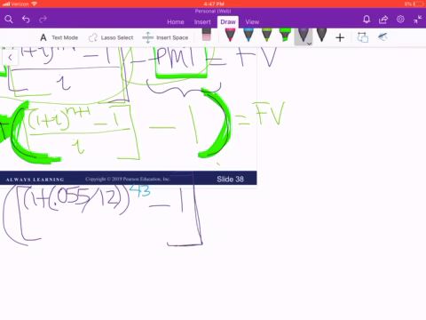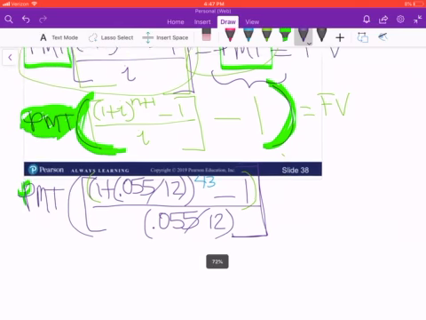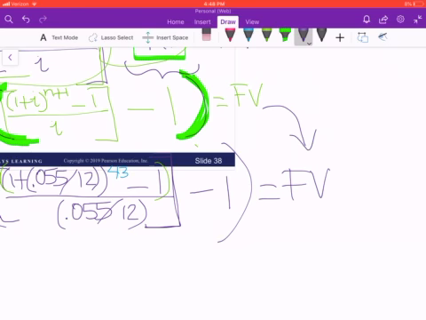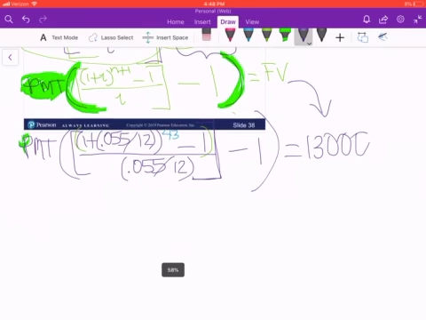a bracket. And of course, when you enter this on the calculator, you need another set of parentheses to enclose your numerator. All of that divided by I, and I is 0.055 divided by 12. And so that is the bracket, and then we still need that minus 1 right here. The future value, actually, that one, we're also going to replace it. And that future value is going to be replaced with the $13,000 that was mentioned from the beginning of the problem.